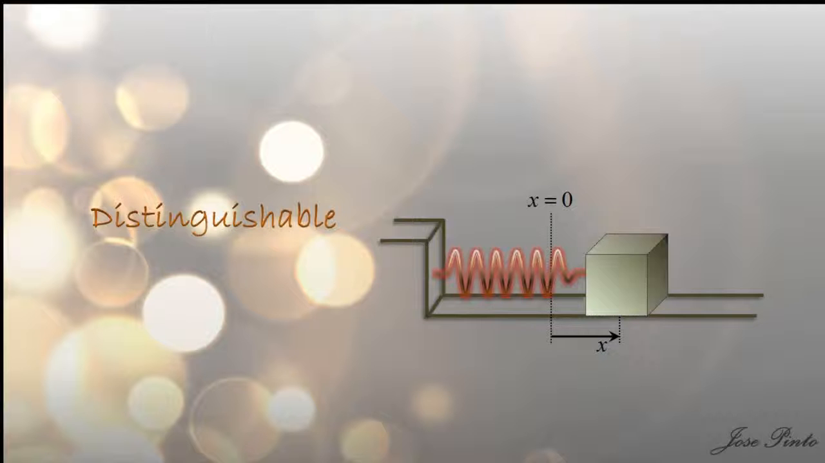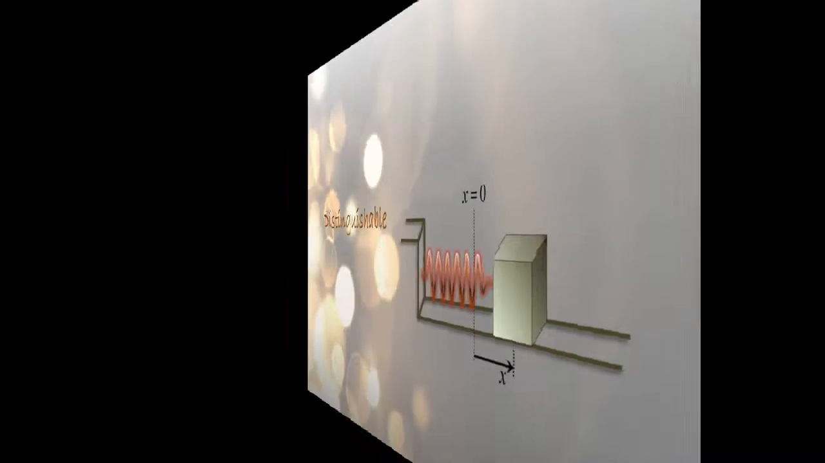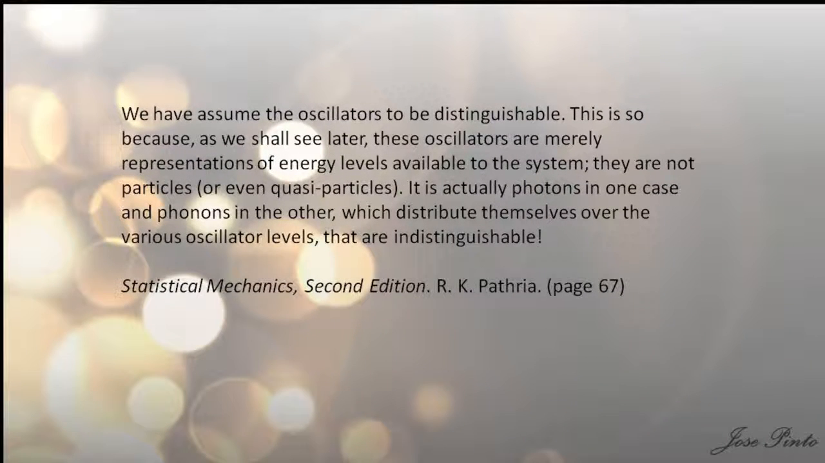Many people will say exactly the same things that they just read in books, that the oscillators are distinguishable because they are representations of energy levels available to the system. They are not particles or even quasi-particles. They are phonons or photons which distribute themselves over various oscillator levels. I think there is a better way of explaining this.